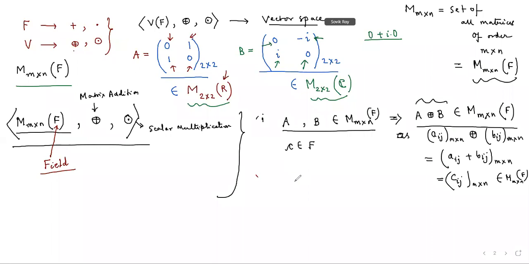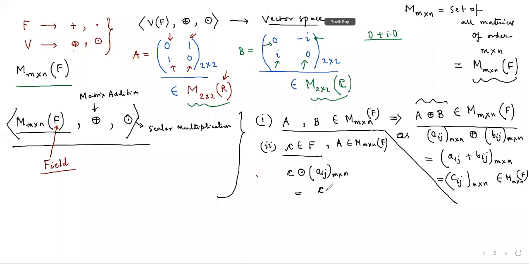This is point number one. Point number two is that if I consider C belonging to F and a matrix capital A belonging to M cross n F, then you see that if I write C dot Aij m cross n, you know each element of the matrix gets multiplied by the scalar, and therefore we can write C dot Aij m cross n. This is also a matrix of order m cross n.